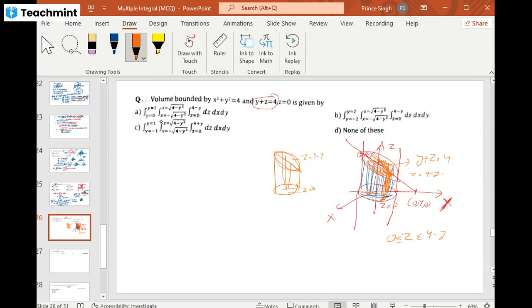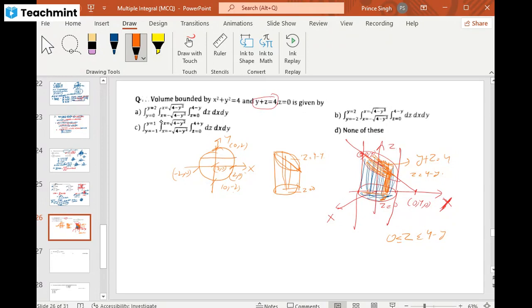But after that, when we take the projection of this surface, the projection of this surface on the xy plane is a circle. This is the x-axis, this is the y-axis, whose center is the origin and radius is 2. So this is the point (2, 0). This is the point (0, 2). This is (-2, 0). And this is (0, -2). So the next step is we need to find out the limits of x and y.